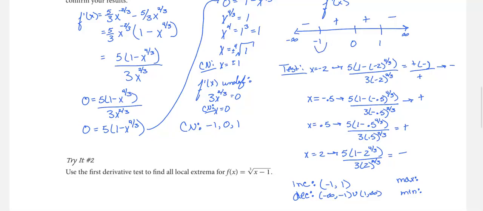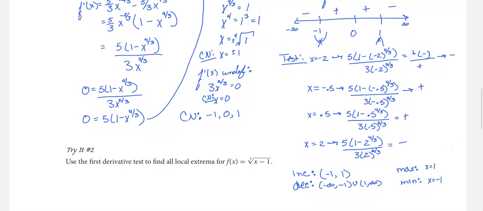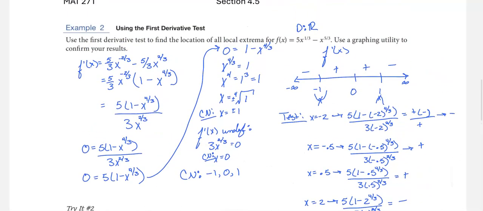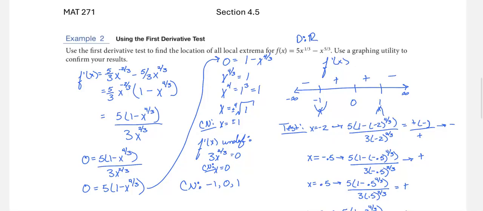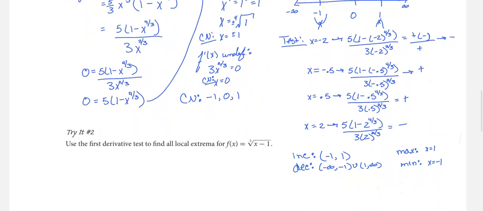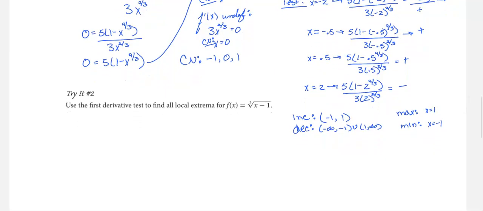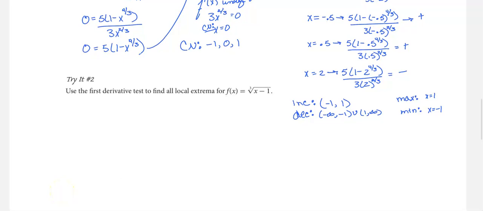So if we're decreasing, then increasing, at negative 1, we have a minimum. And then if we are increasing, then decreasing, at positive 1 we have a maximum. And if we want the y value, again, we could plug the x values into the original function, and we could figure out what the point would be.